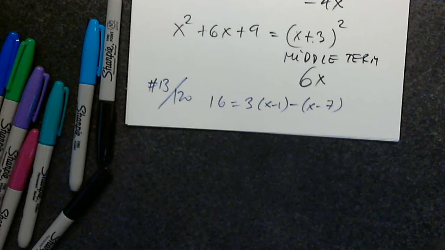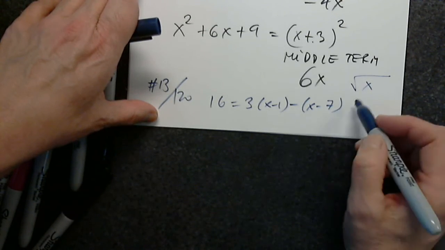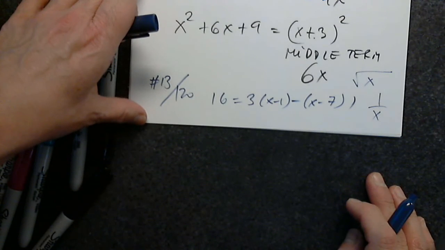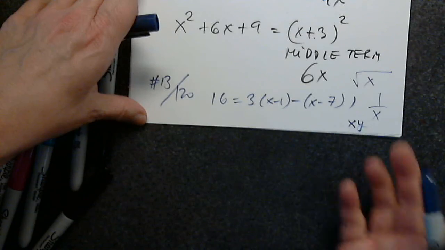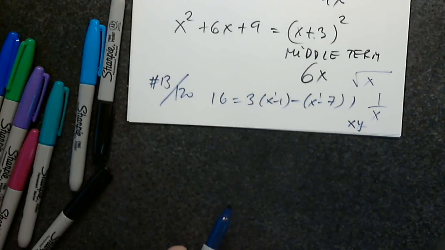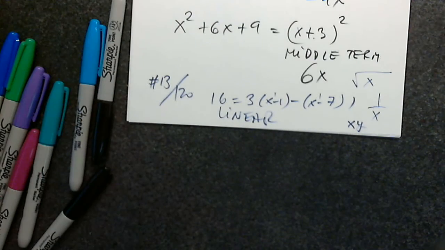This is a linear equation because it doesn't have a square root on the variable. It does not have 1 over x, and it does not have a product like x times y. None of this is here. And also the powers of the variable are always 1. So this is a linear equation.